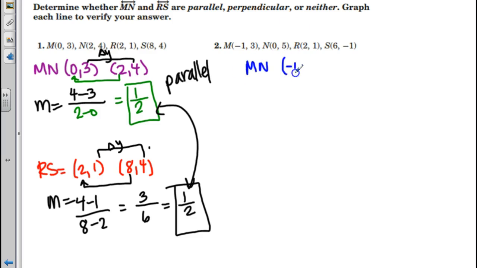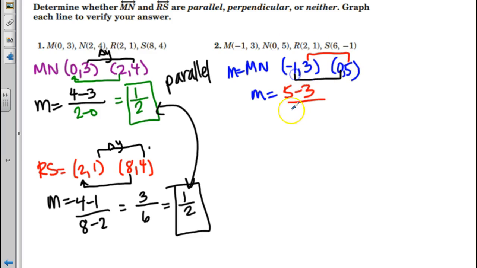MN is -1, 3. So M is -1, 3, and N is 0, 5. So the slope for MN, change in Y, 5 minus 3, over change in X, 0 minus a negative 1, careful on those, 2 over 1, which is 2.